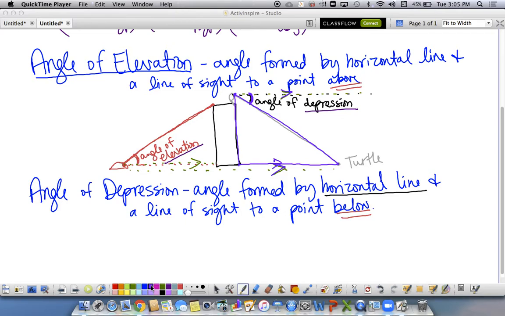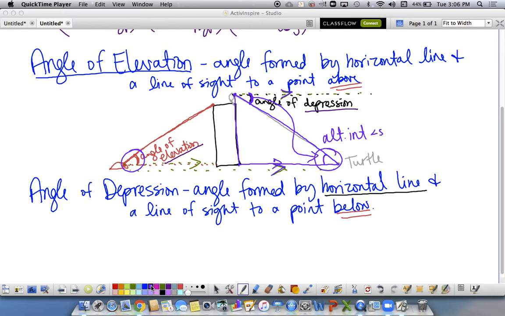We have alternate interior angles that are congruent if the lines are parallel, okay? So that angle of depression is going to go right there inside my triangle, okay? Little hint, they will always be inside the triangle, okay? And 99% of the time, they're going to be at the bottom, okay? That's where we're going to talk about them.